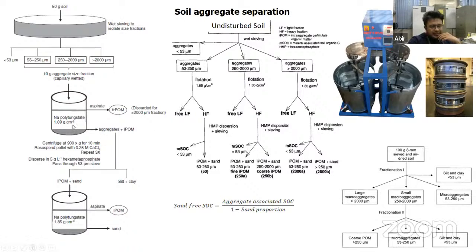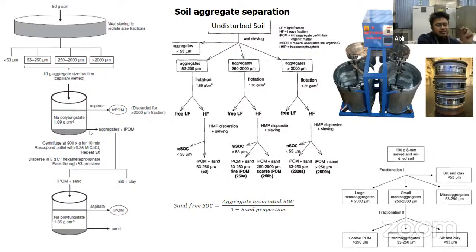Then again, we take this one. Now we have separated that light fraction, which is not aggregate protected. One more thing we may have in the size fractions that we need to avoid for better understanding is the sand, because we know the size of sand particles is obviously more than 53 micron.